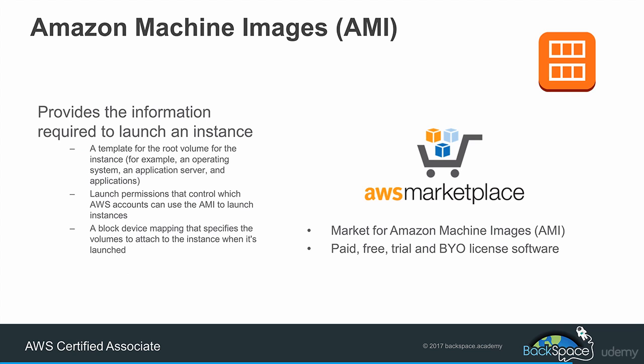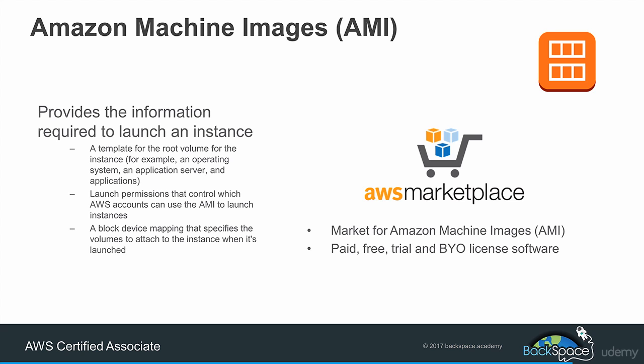So Amazon Machine Images are what we use to define what goes into our server. It defines what the operating system is going to be, and what volumes we're going to have attached to it and the mapping of those volumes. So it provides the information that we require to launch an instance.